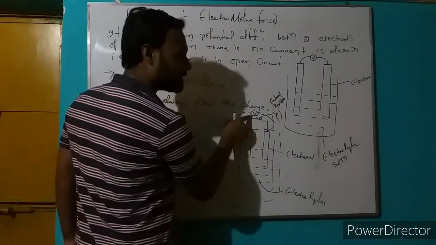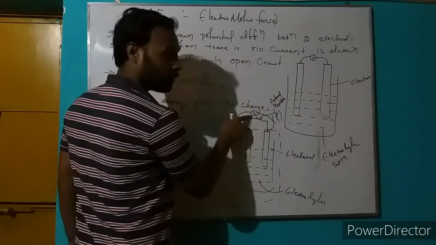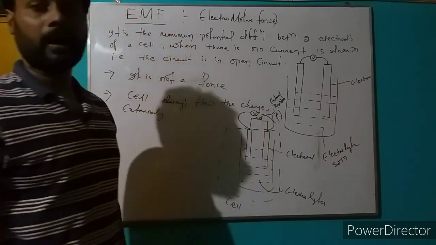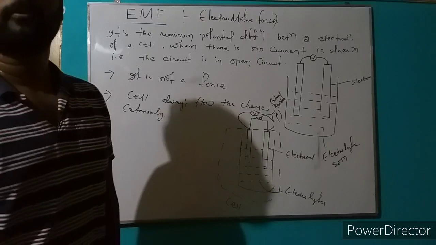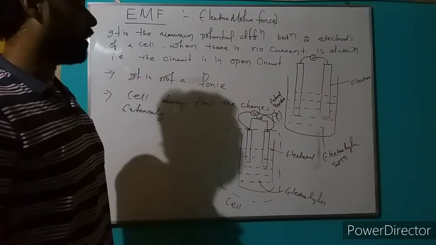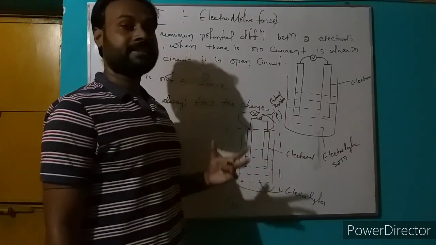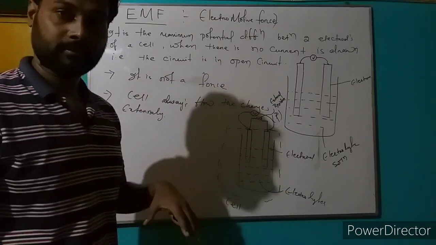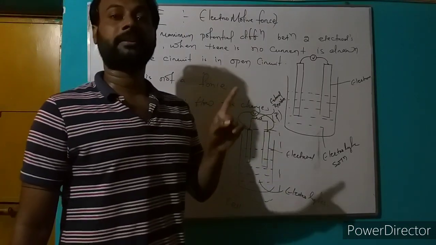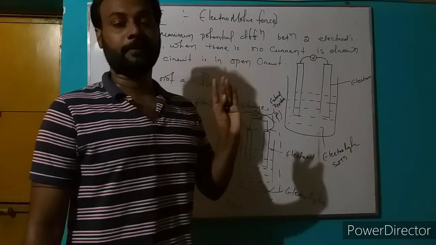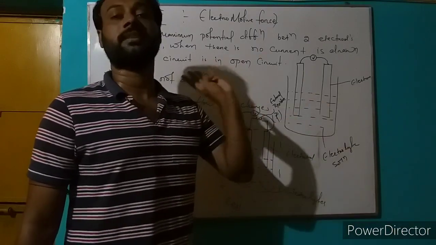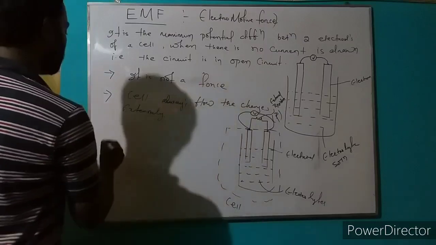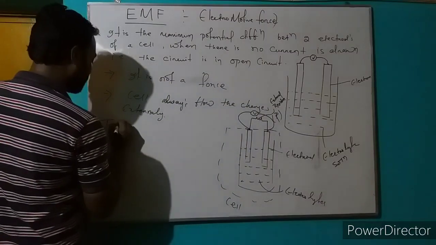What do you mean by terminal potential? It is the maximum potential which is obtained by the cell when the cell is connected to that given circuit. That means the circuit is closed in nature. Okay, so what do you mean by terminal potential?